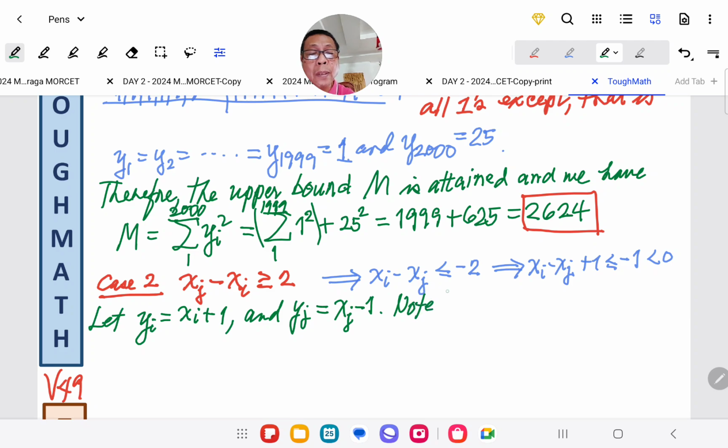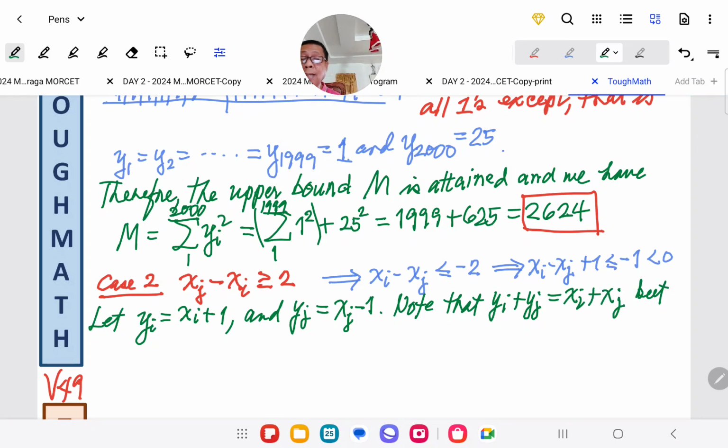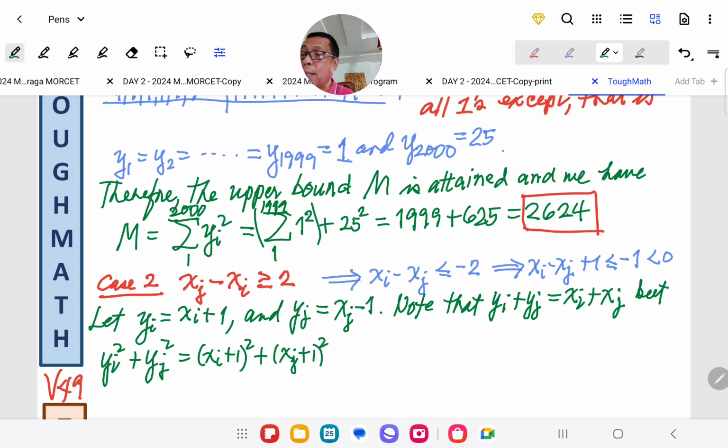So note that y sub i plus y sub j is the same as the original x sub i plus x sub j. But the sum of squares, again as before, gives something different but not the same as in case 1. So we have y sub i squared plus y sub j squared is equal to x sub i plus 1 squared plus x sub j plus 1 squared.